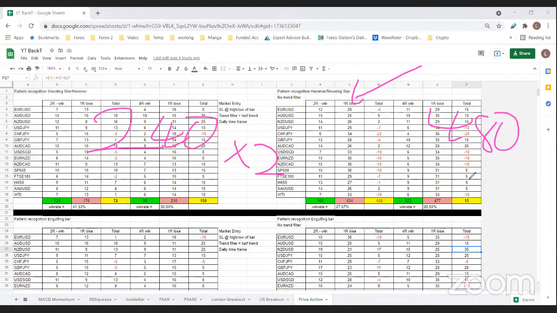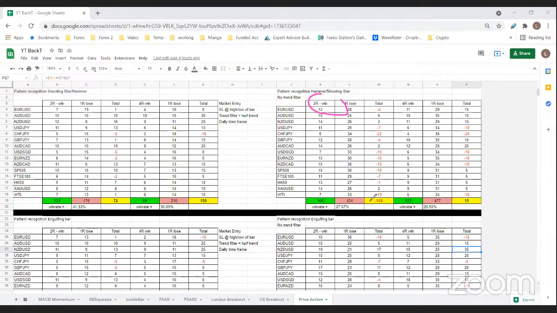The results weren't fantastic. Without a trend filter, the shooting star pattern for a 2R was a loser. I'm down by 100%. Overall, it was down by 102 over a sample of 480 trades. Oh, it's actually not 480, 600. So I'm still down. Now, surprisingly, the shooting star at 4R is actually up by 15%.